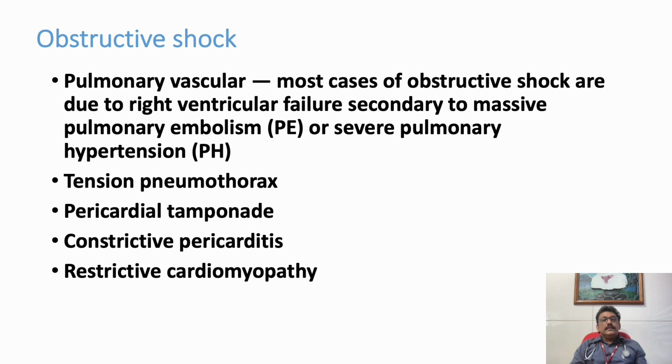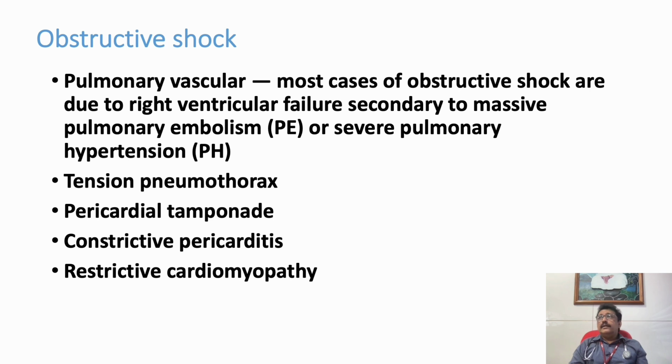Then the next one is tension pneumothorax. Again, the pressure in the intrathoracic cavity is increased, and that will prevent flow from the RV to the pulmonary circulation. That will produce reduced circulation to the LV, and ultimately the patient develops shock.